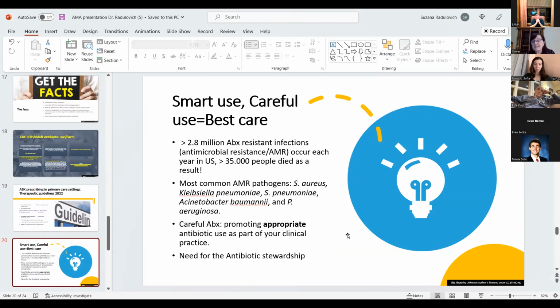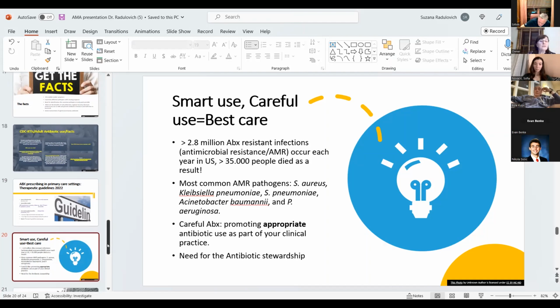Every single outpatient setting should promote appropriate antibiotic use as part of our clinical practice, and the need for antibiotic stewardship exists. Now, antibiotic stewardship is good in the hospital setting. In the outpatient setting, that doesn't often occur, as you know. We are trying to please patients. Patients are used to having a Z-Pak. They are not happy if you don't prescribe antibiotics. So what can we do about that?